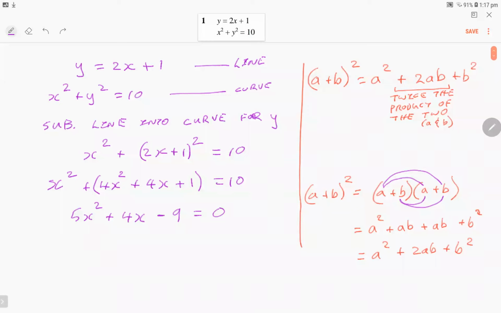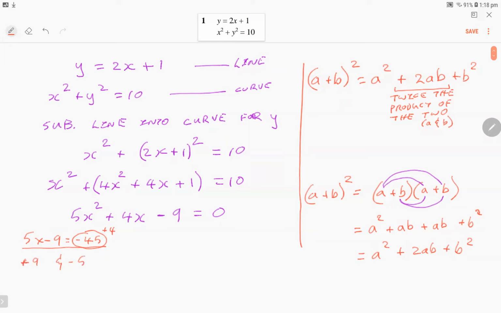I'm going to try a shortcut method. I don't want to spend time splitting the middle term and all that. Remember this. So it's 5 times 9. 5 times minus 9 is minus 45. Factors of minus 45 that add to positive 4 are clearly 9 and 5. Give the larger one the plus and the smaller one the minus.